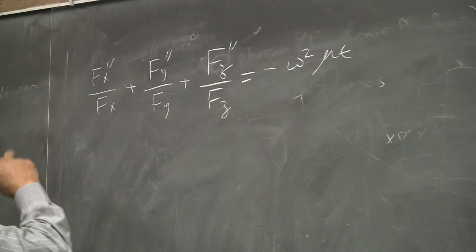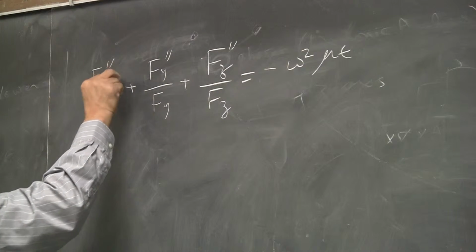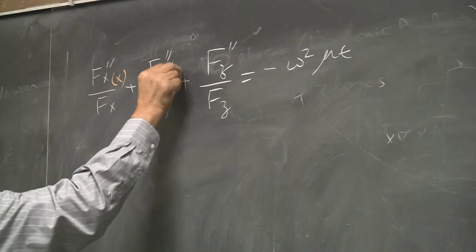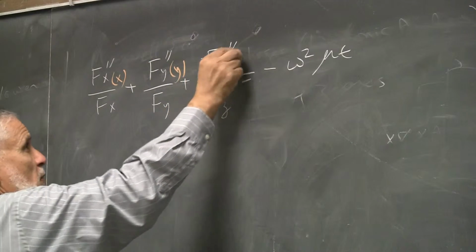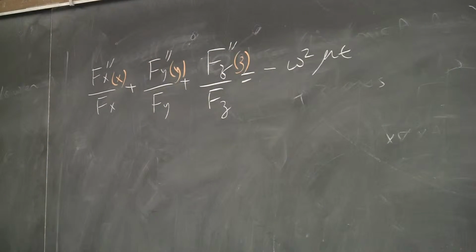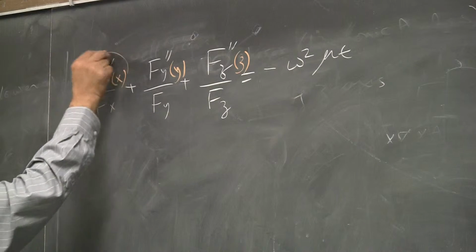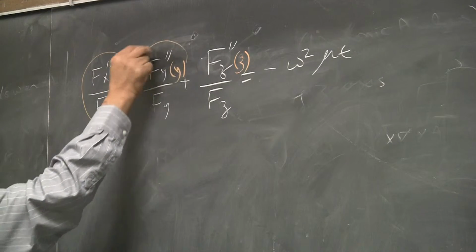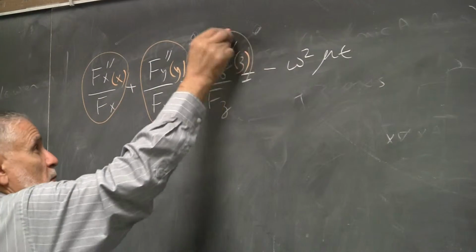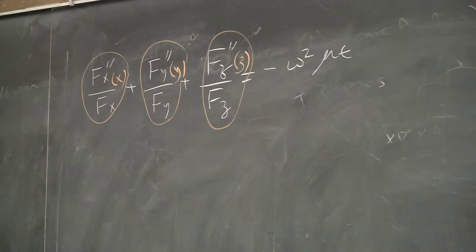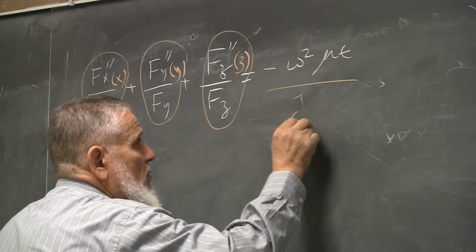Now we know that fx is a function of x only, so this is a function of x only. This is a function of y only. This will be a function of z only. So this term here is totally independent of this, totally independent of that. You have three independent quantities added to each other, and the right hand side is a constant.